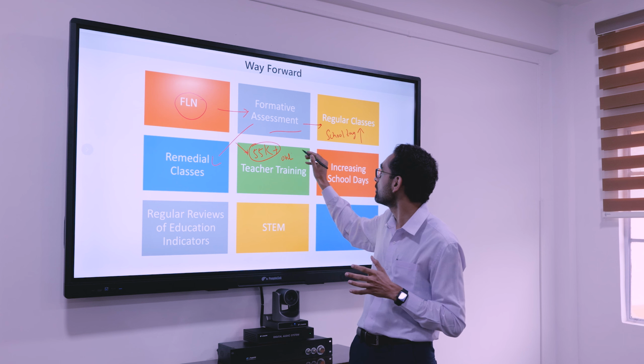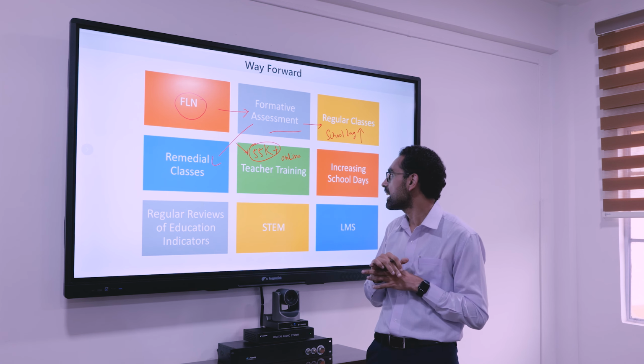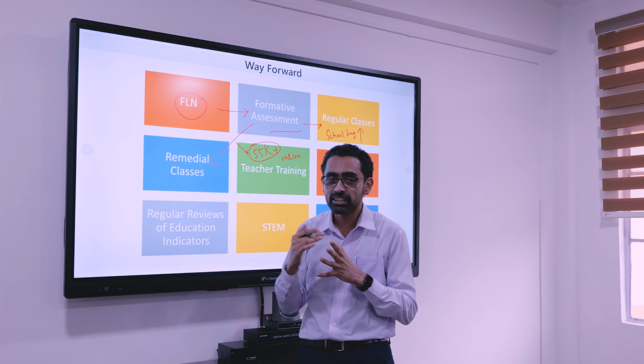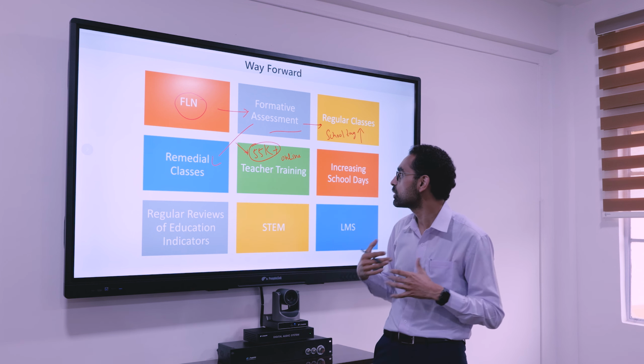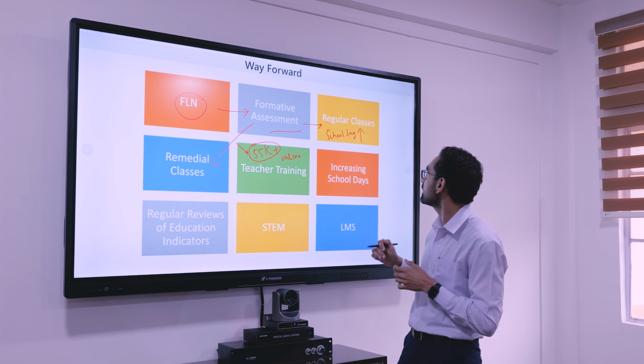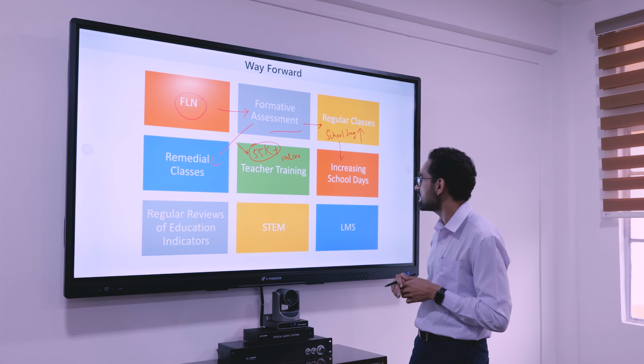Yes, one way is to train them online, but regular offline mode teacher training also needs to be organized at the district and even at the block level. So this is something which we have to come up with from our side. And in the coming years, we will try to increase that. We have already talked about the less number of school days and how we need to increase the school days.